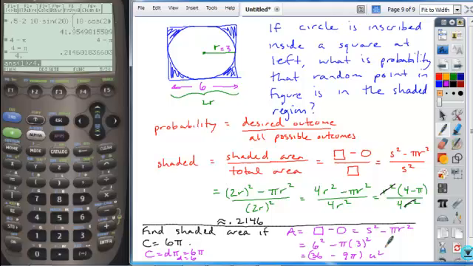Again, it's an area, so it's square units if you were labeling. And that would be the exact answer. You could calculate the decimal form using your calculator if you wanted to, but that's the exact answer.